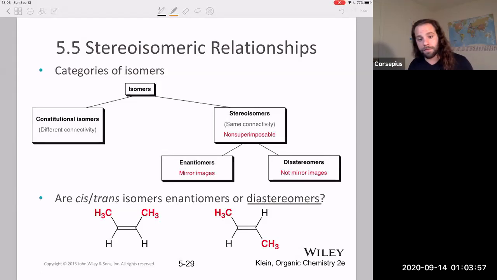A subclass of stereoisomer would be enantiomers. These are two stereoisomers that are mirror images of one another. If they're not enantiomers, they're what we call diastereomers. So this is yet another vocab word we've got to know: diastereomers. Cis-trans isomers for alkenes we talked about as being stereoisomers, but are they enantiomers or diastereomers? These are not simply mirror images of one another, so they would be considered diastereomers.